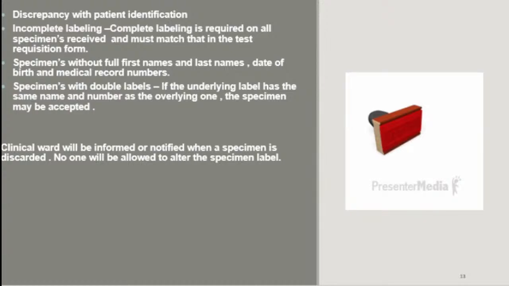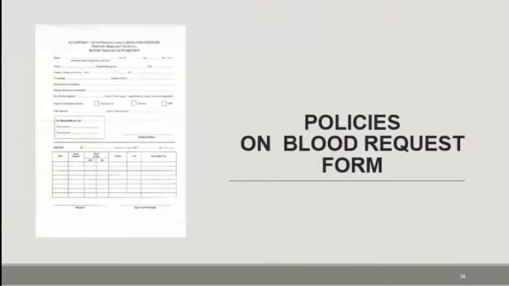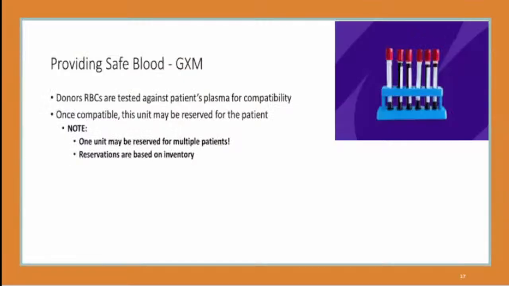Okay, can you move down to slide number 16, please? So let's look at our policies on blood request forms. Next slide. So we know that donor red cells are tested against the patient's plasma for compatibility. So once compatible, this unit may be reserved for patients. Note that one unit may be reserved for multiple patients. So reservations are based on inventory.